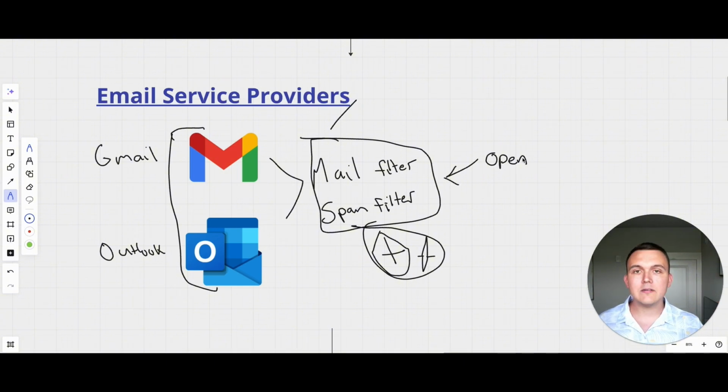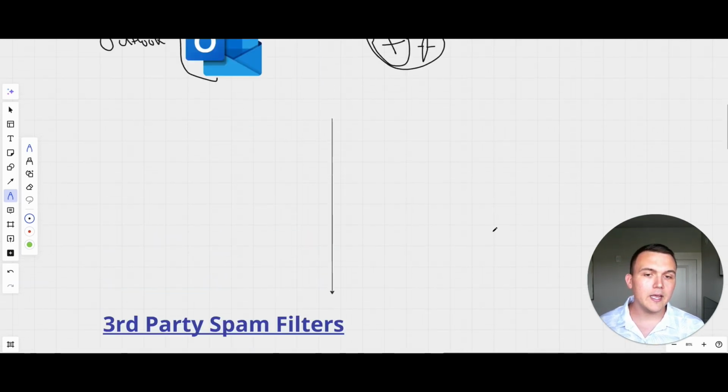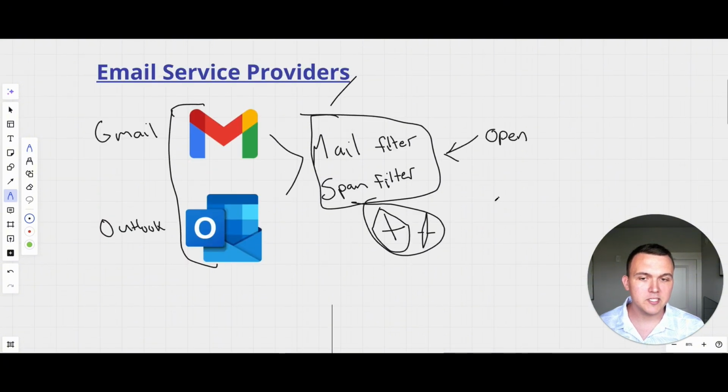Now, hypothetically speaking, let's just say that you do make it past Gmail and Outlook and they don't even open up your email. Let's just say they somehow bypass this mail filter, which is possible, happens all the time. Let's go down to the second option. So second option here, and another thing I actually want to touch base on real quick.